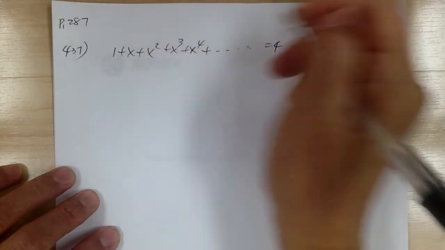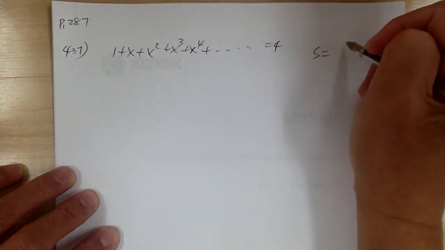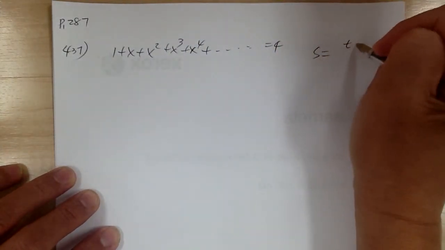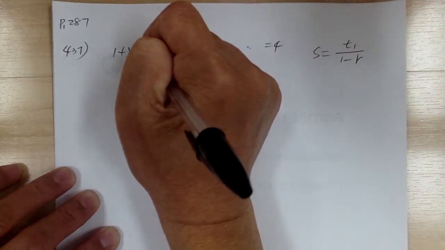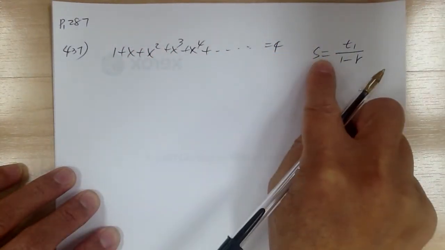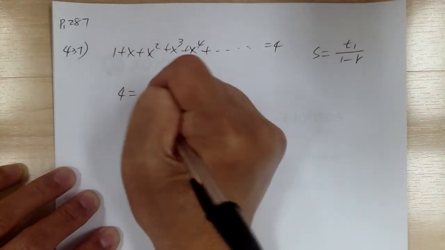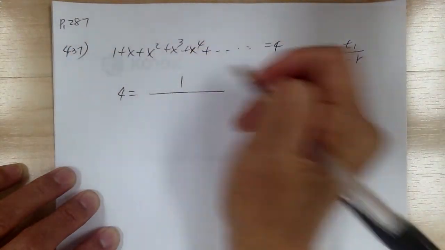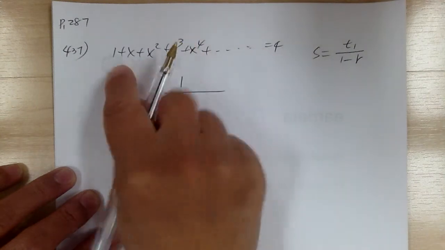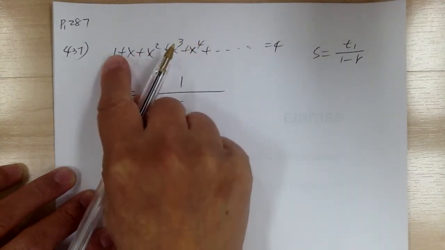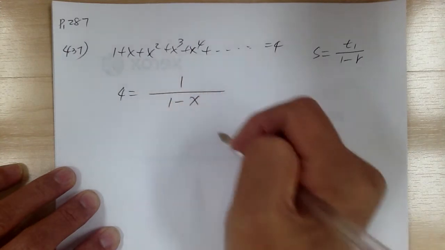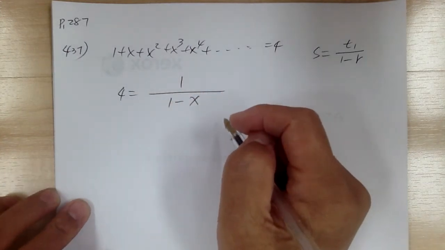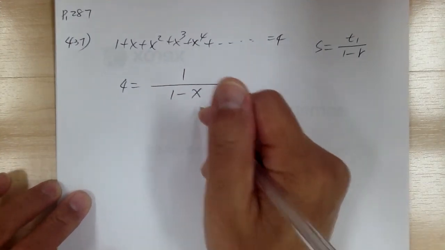Okay, so again, the formula for an infinite series, the infinite sum, S equal to T1 over 1 minus r. So the S is 4, so you're going to get 4 equal to T1, which is 1, over 1 minus the ratio, which would be x. Notice you multiply by x to get the next one, so the common ratio would be x. Okay, so from here we can go ahead and solve.